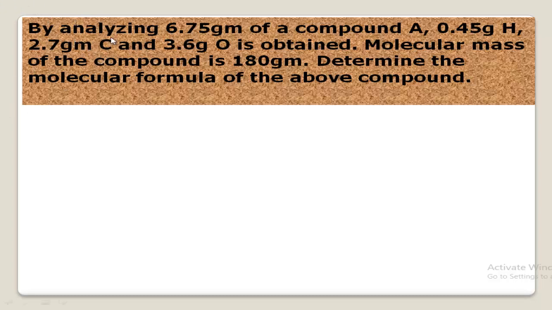Follow here. By analyzing 6.75 gram of a compound A, 0.45 gram hydrogen, 2.7 gram carbon and 3.6 gram oxygen is obtained. Molecular mass of the compound is 180 gram. Determine the molecular formula of the above compound. So at first what do we have to do? We have to determine the percent composition of compound A.